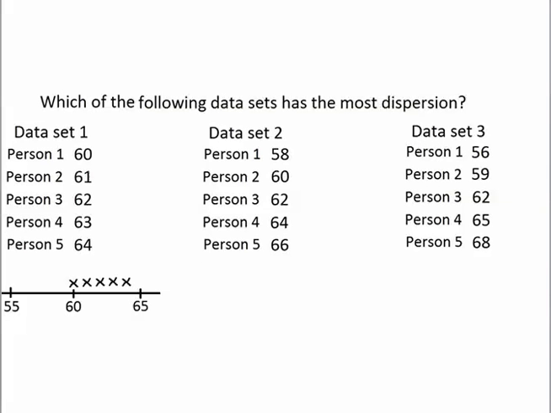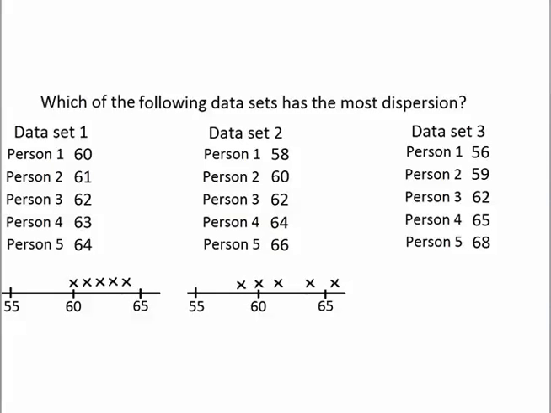So these 5 numbers are the closest together. They're all between 60 and 64. So these 5 data values have a pretty low amount of dispersion. They're not very spread out. These 5 values in here are a little bit more spread out because we have a 58 and we have a 66. So in data set 2, we have a little bit more dispersion or spread.